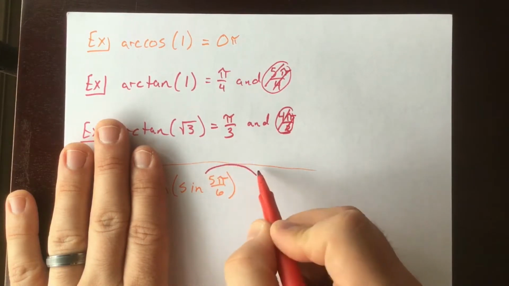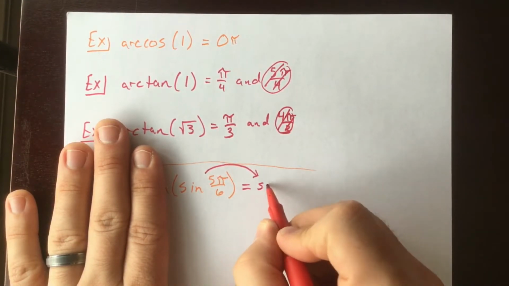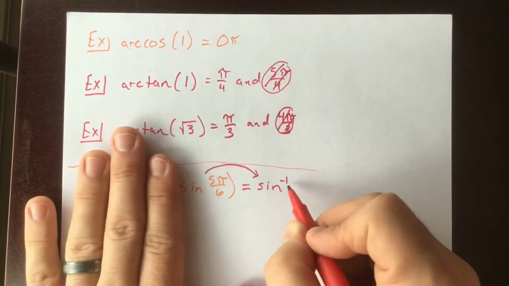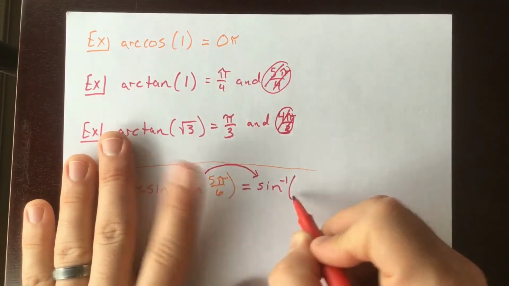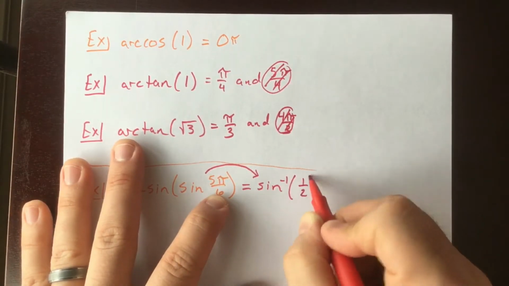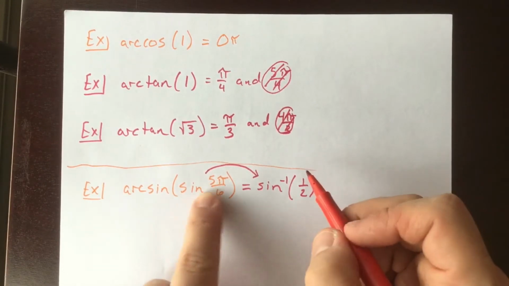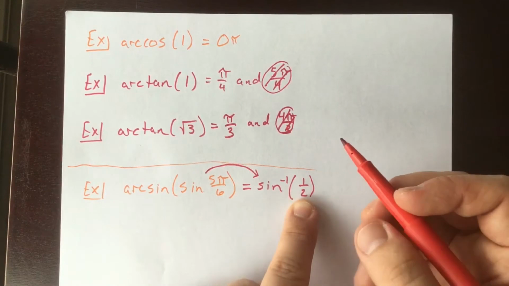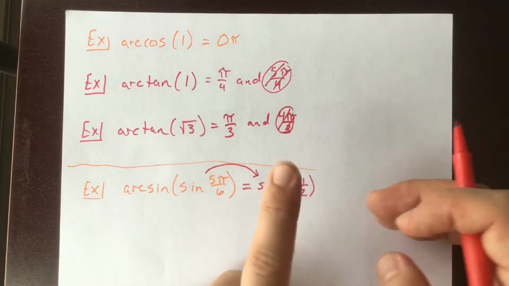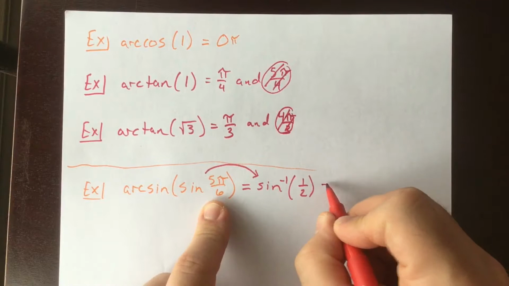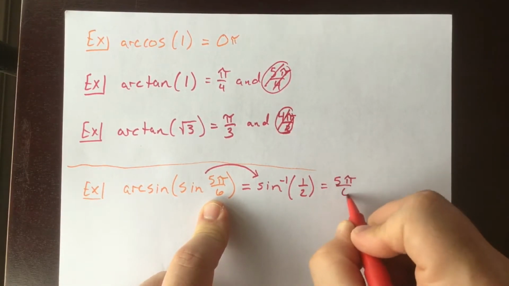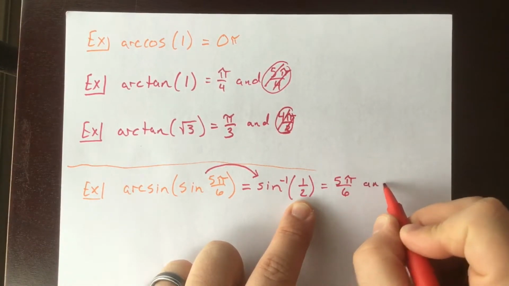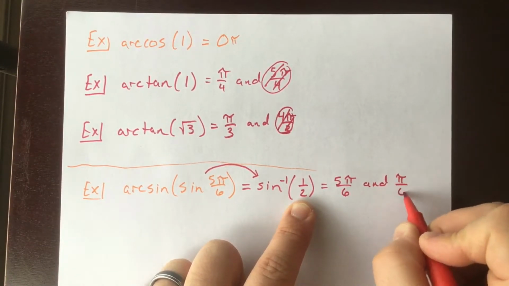So sine of 5 pi over 6, I forgot the arc, so we're just going to throw the -1 here, is going to equal positive 1/2. So notice I evaluated the inner portion first. Now I take the arc sine of 1/2. Along the unit circle, sine is 1/2 at 5 pi over 6, but that's not within our range. So it would also be 1/2 at pi over 6.